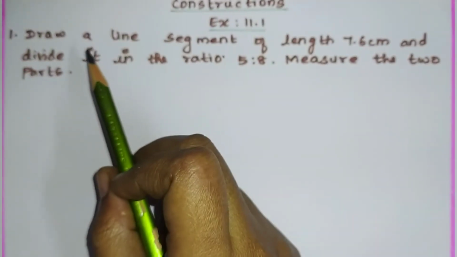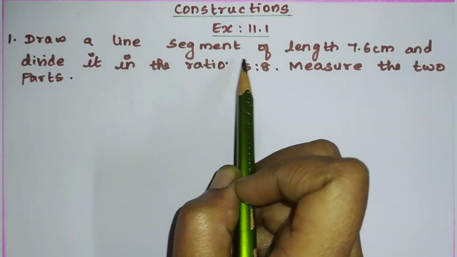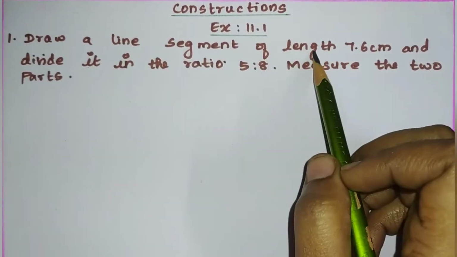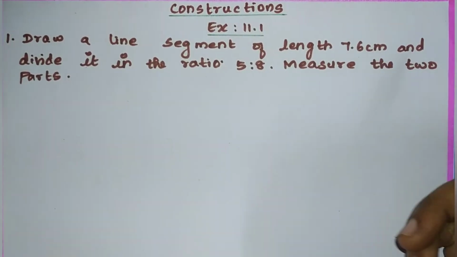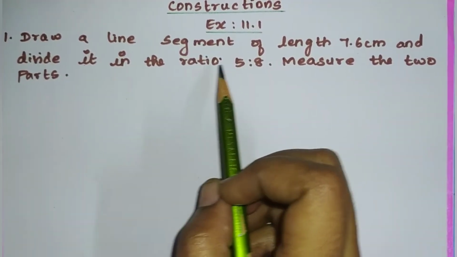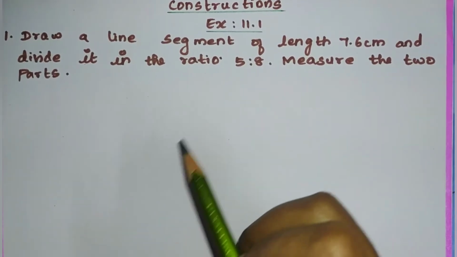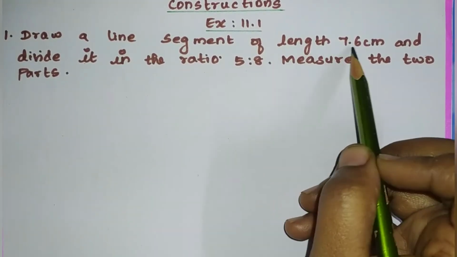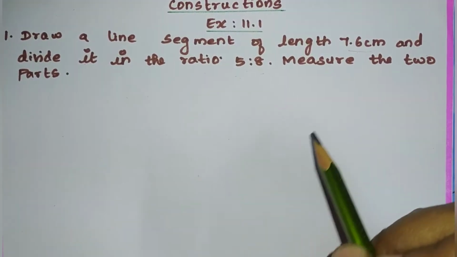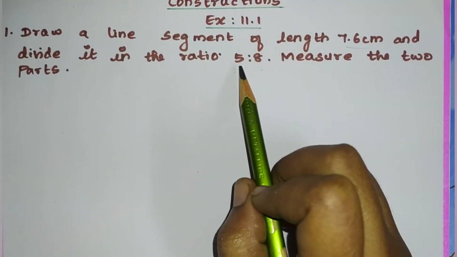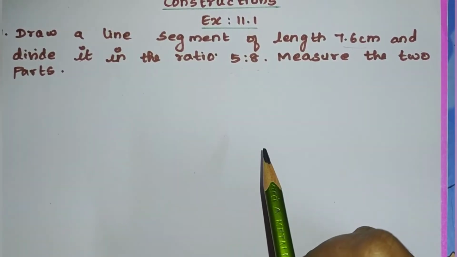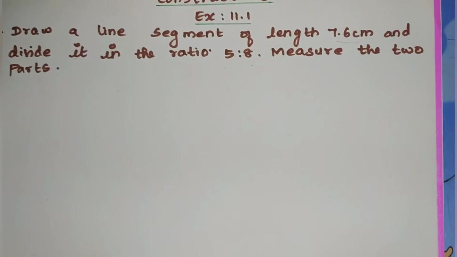Draw a line segment of length 7.6 centimeter and divide it in the ratio 5:8. Measure the two parts. So how can we divide it in the 5:8 ratio? That only we are going to see here.